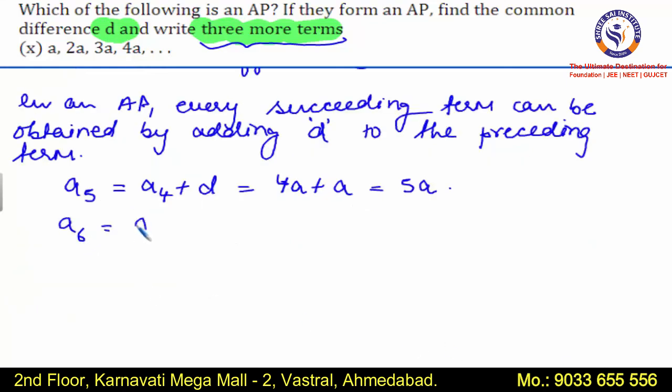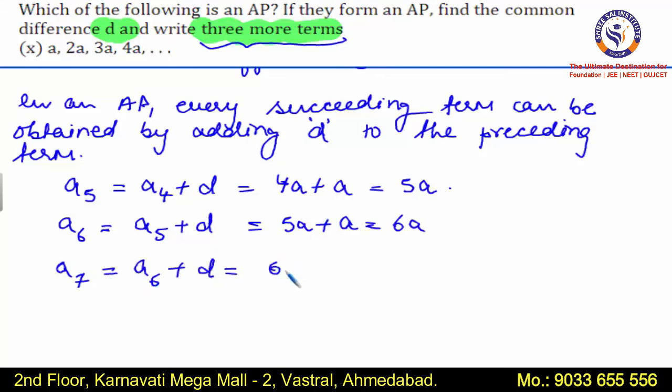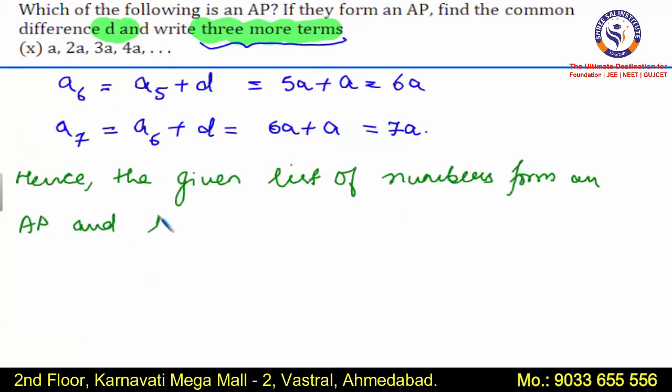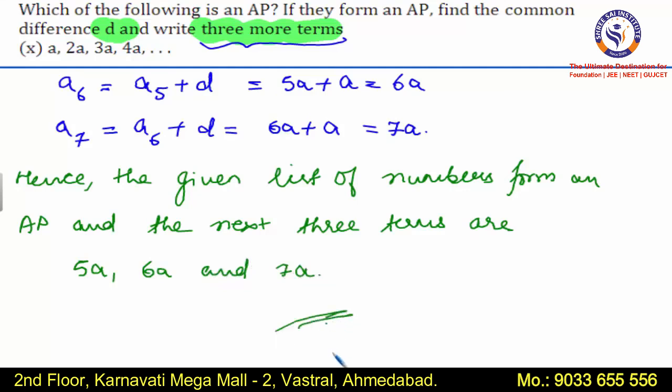Now let us find the 6th term, which is the sum of the 5th term and the common difference. This is equal to 5A plus A, which is equal to 6A. And the last term which we have to find is the 7th term. This is equal to the 6th term plus the common difference. That is 6A plus A, which is equal to 7A. Hence our answer is the given list of numbers form an AP, and the next 3 terms are 5A, 6A and 7A. This completes the solution.